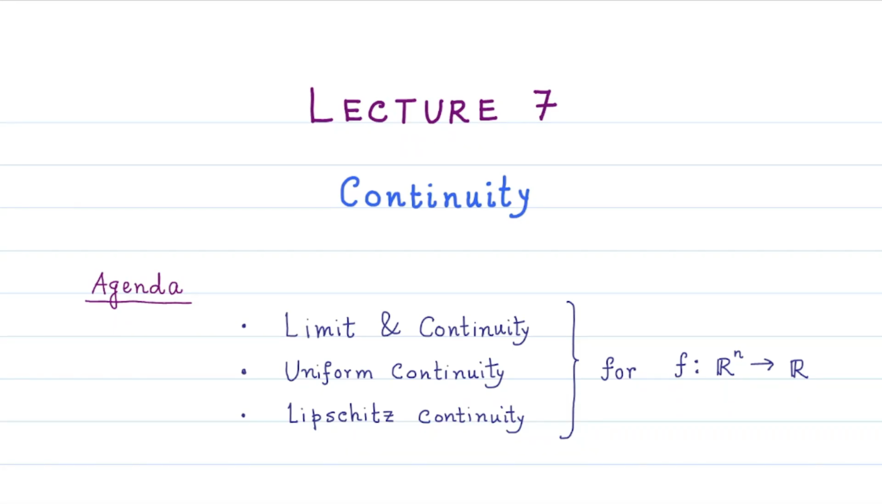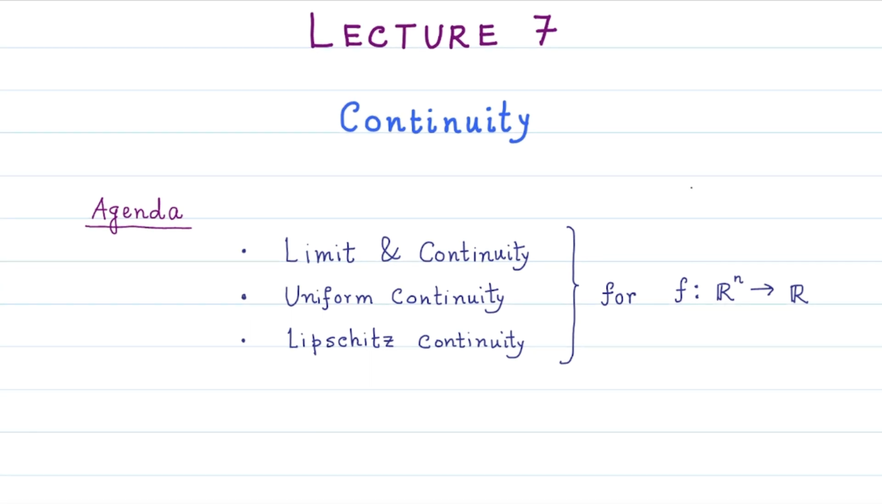In our high school, we all have gone through the notion of limit for a function of one variable. We have gone through the notion of limit of a given function f of one variable as x tends to c. Here in this lecture, we will discuss the corresponding notion of limit for functions of several variables. In addition to the notion of limit for functions of several variables, we also will go through the notions of continuity. Uniform continuity and Lipschitz continuity are the topics of discussion in this lecture.